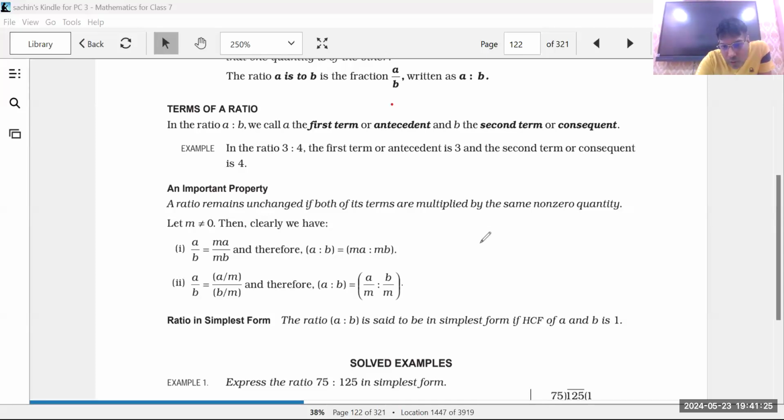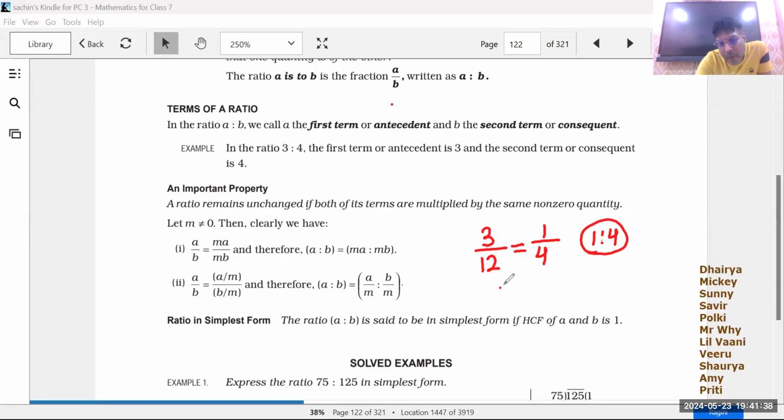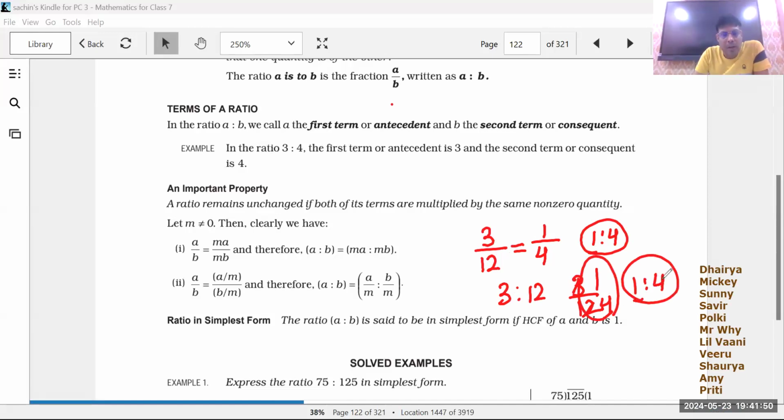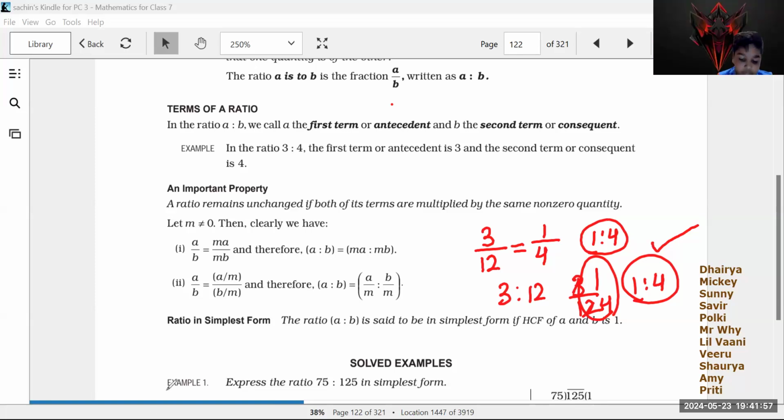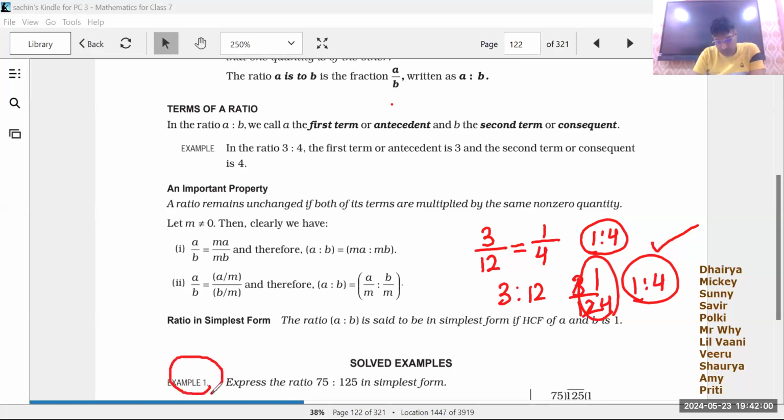So if I give you a ratio 3 by 12 or a fraction 3 by 12, you can write this as 1 by 4, and also it can be written as 1 is to 4. Correct? The same way, if I give you 3 is to 12, you can write it in the fraction form 3 by 12, simplify it, the answer will be 1 is to 4. But if you send this, it is wrong. The correct answer will be 1 is to 4. Have we understood? Yes or no, guys? Yes, sir. All right, so do the example one.